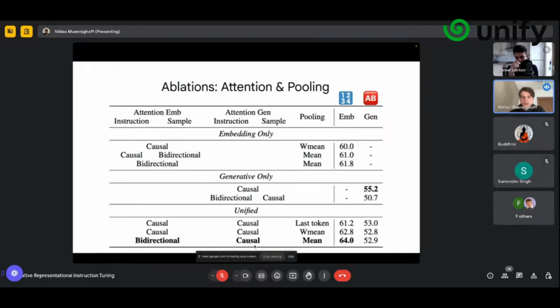Overall, we found that the ablations on only embedding or only generative largely also hold for the unified setup. So bidirectional plus causal with mean pooling is the best here, and it also confirms that the performance more or less matches. Here we even got a slight improvement on embedding compared to the embedding-only variants. The unified one is at 64, while the embedding-only one is at 61.8. However, these ablations were run on a different dataset, and once we switched to the E5 dataset that we used for the final model, we did not see this difference anymore.